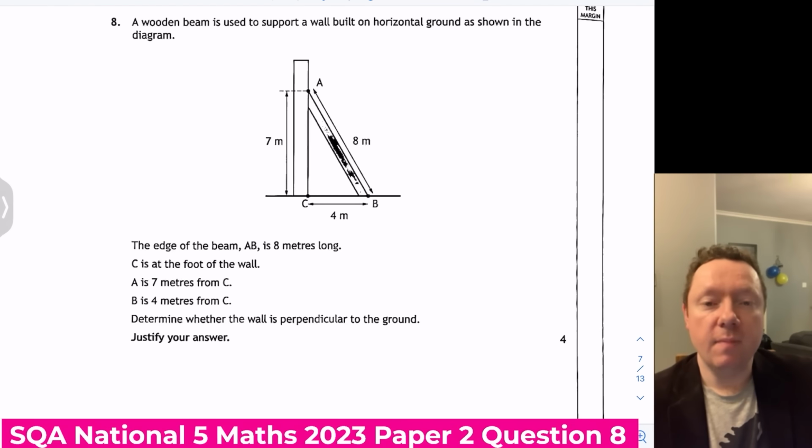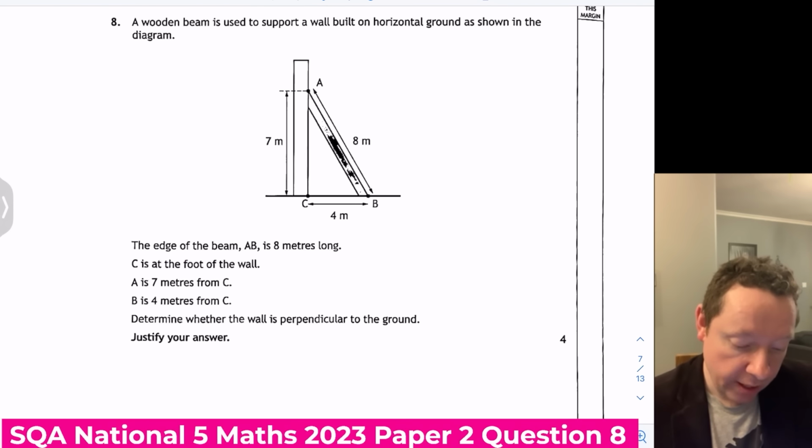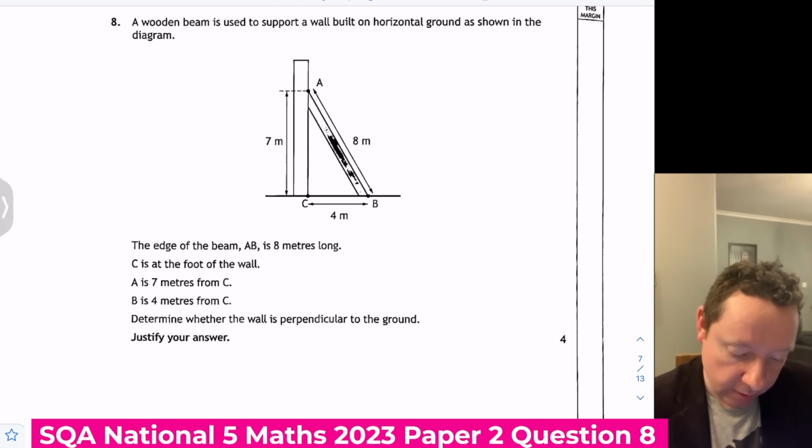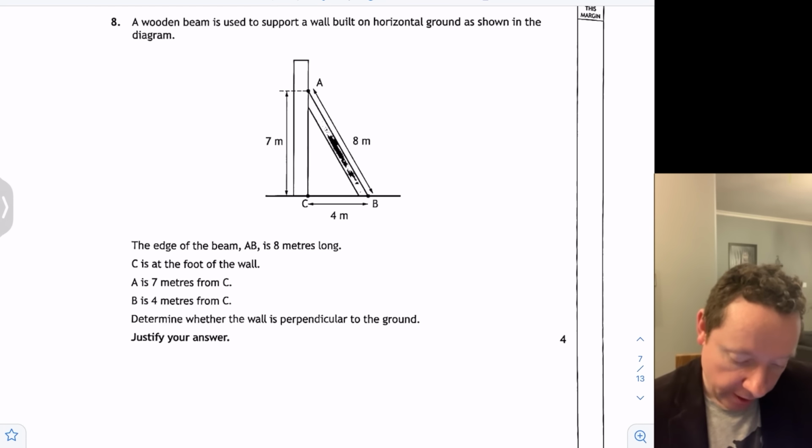SQA National 5 Maths 2023, Paper 2, Question 8. A wooden beam is used to support a wall on a horizontal ground, as shown in the diagram. The edge of the beam is 8 meters long. C is at the foot of the wall. A is 7. B is 4 meters from C. Determine whether the wall is perpendicular to the ground.